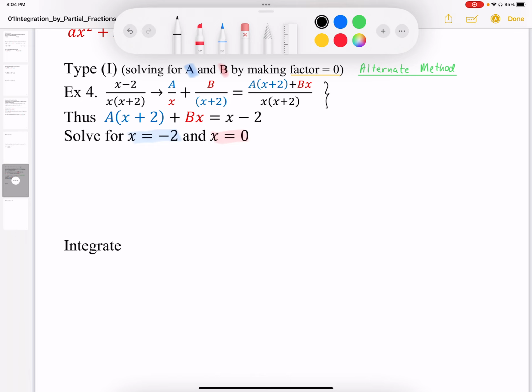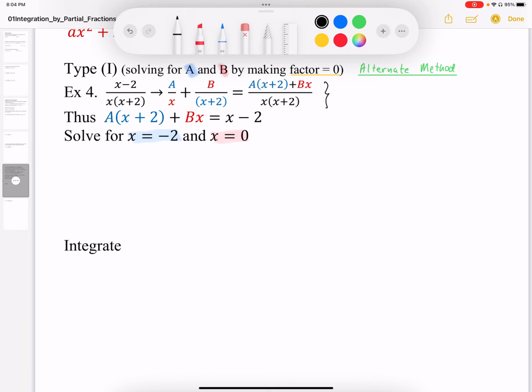So here we split up the partial fraction, then we cross multiply to get the numerator, and we make the numerator equal to x minus 2. At this point, what we could do is expand and group our like terms and equate coefficients to get our system of equations. This is our alternate method where we're going to generate factors of 0.